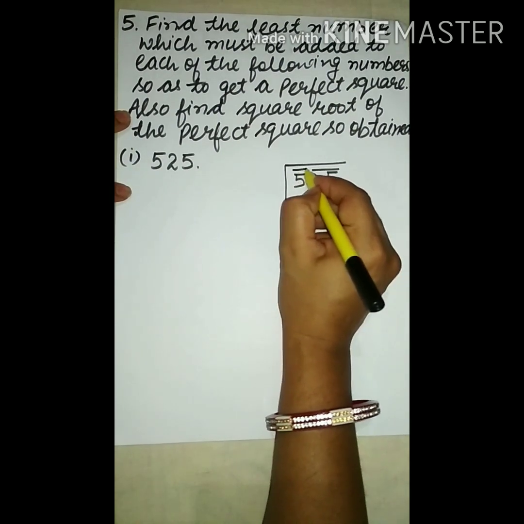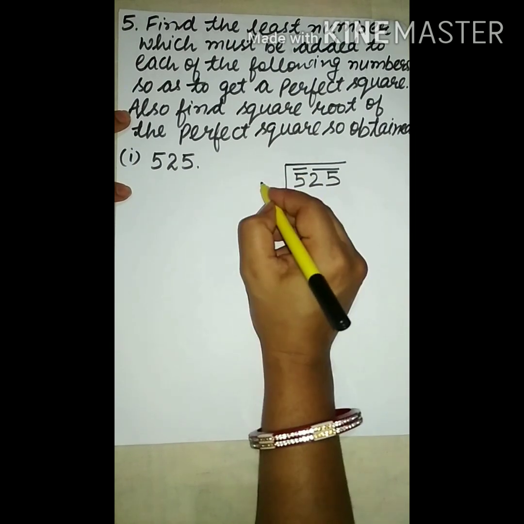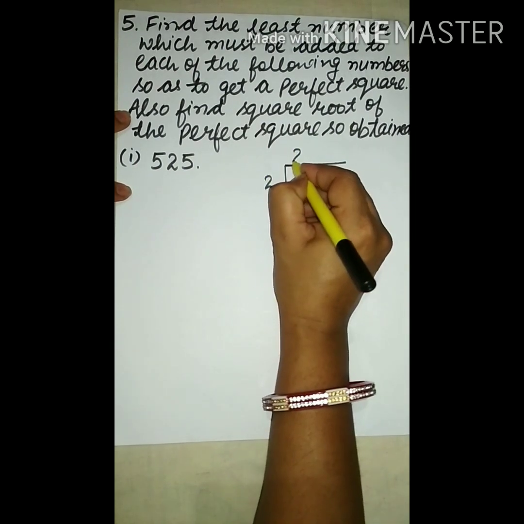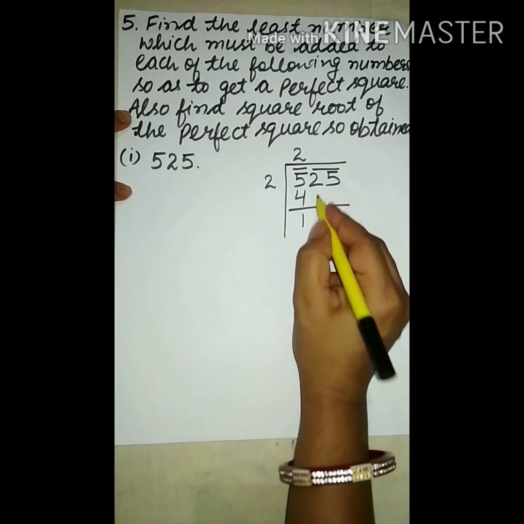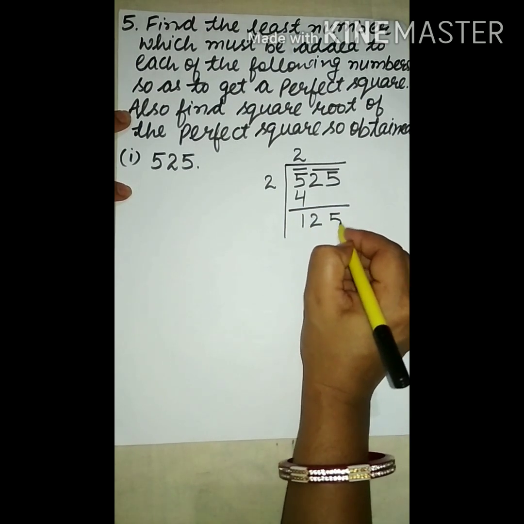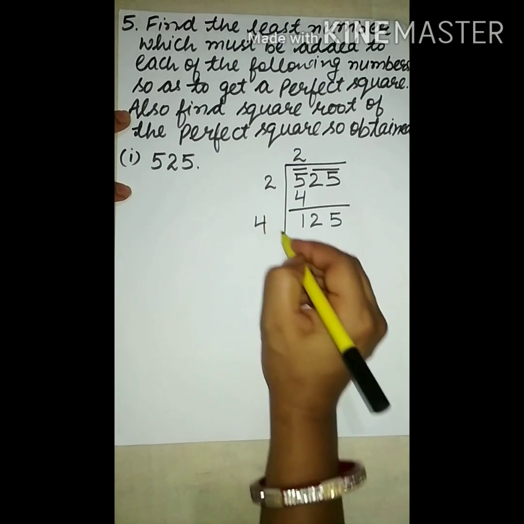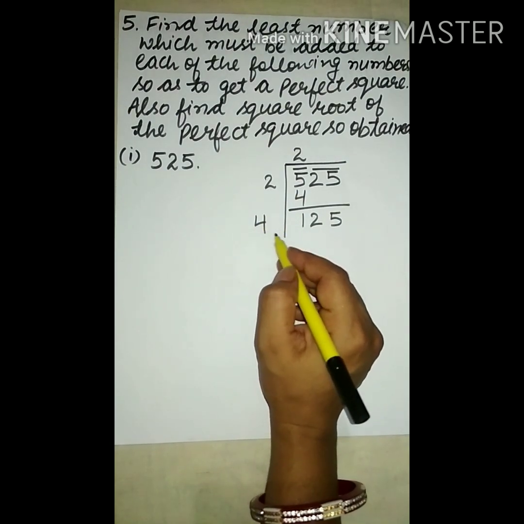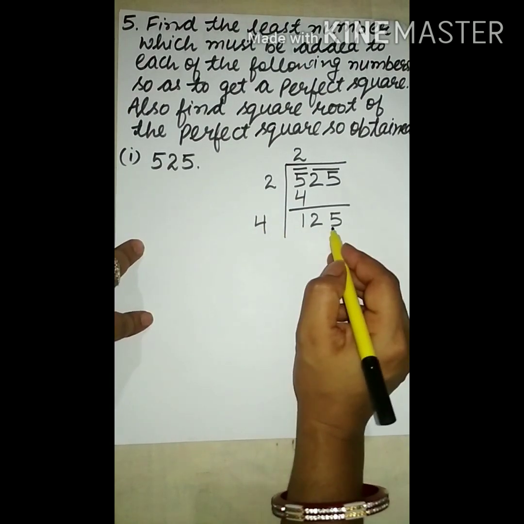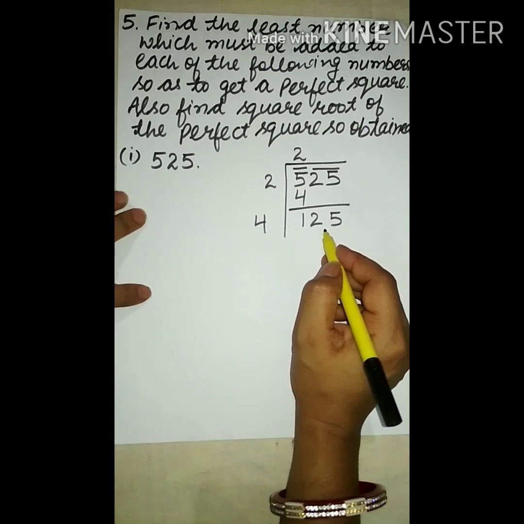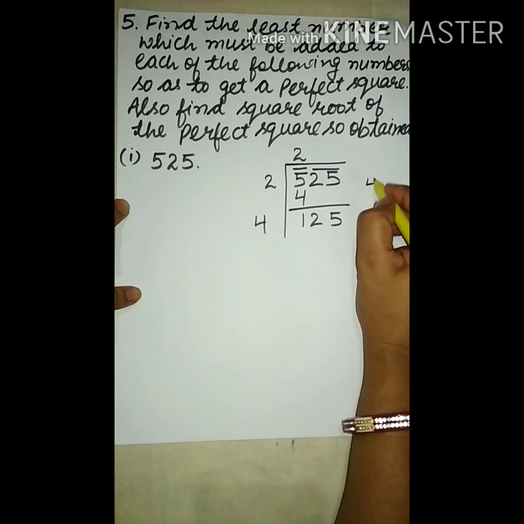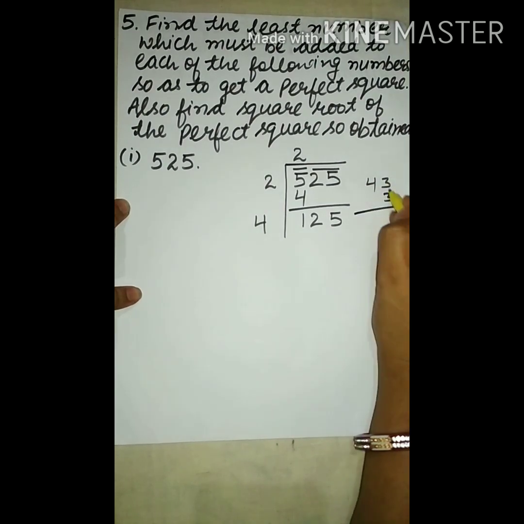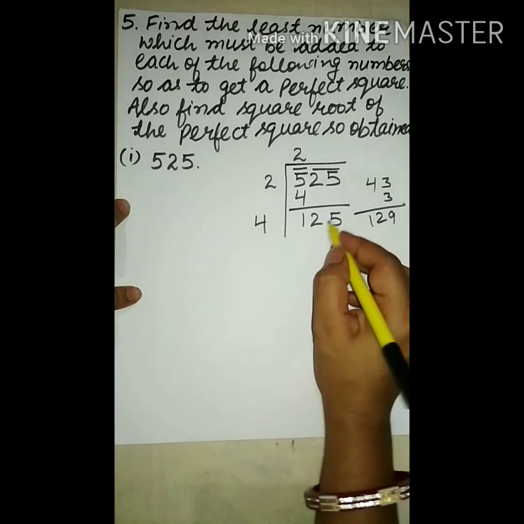I'll make the pairs. This is 5, and 2 2's are 4, which is the nearest square number to 5. 5 minus 4 is 1. This is 125. 2 plus 2 is 4. Now I'll write the number nearest to it as we did in the previous question. So this is 125. You can try it for 3. 3 3's are 9. 4 3's are 29, but it is greater than 125.